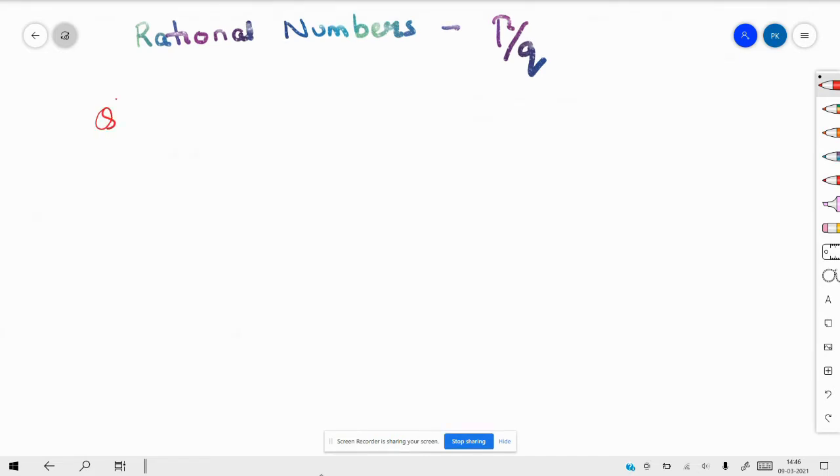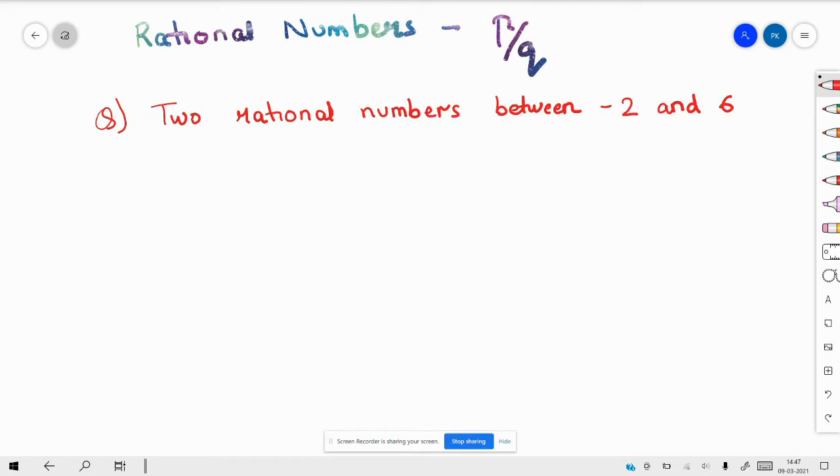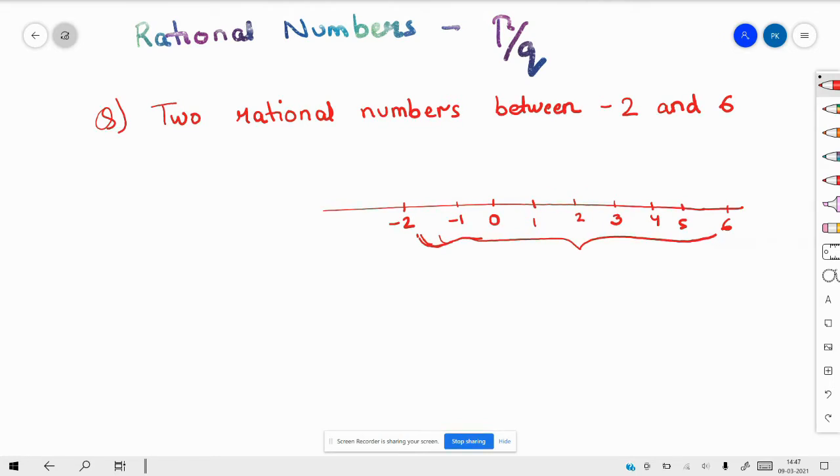So the question is to find two rational numbers between -2 and 6. In order to do that, we can just draw a line. Here it is 0, here it is -1, -2. On the positive side, we have 1, 2, 3, 4, 5, and 6. It is quite clear that any number falling between -2 and 6 is a rational number, and so the answer would be that.